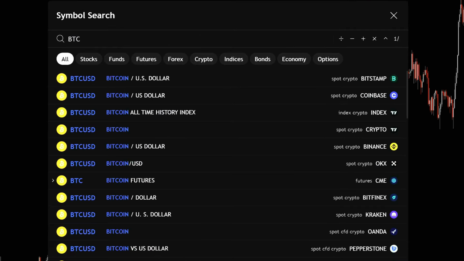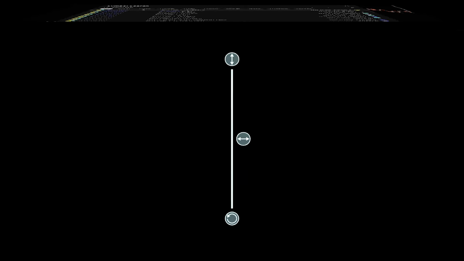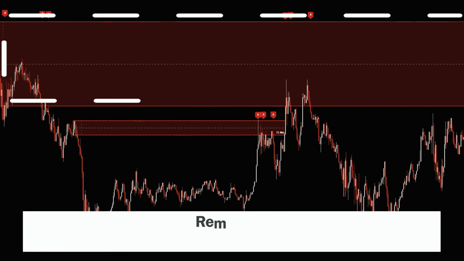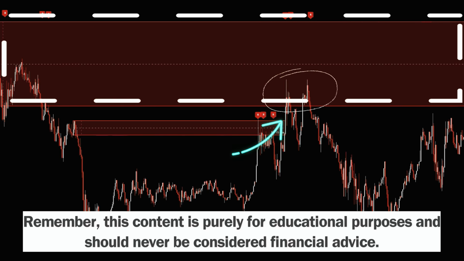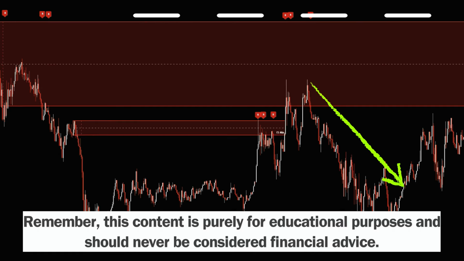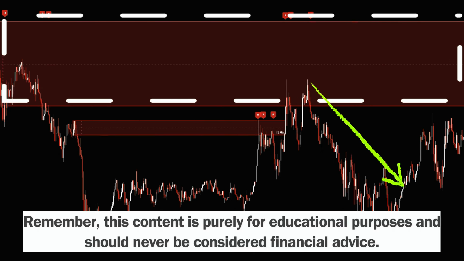Alright, look at this Bitcoin chart with me for a second. See the zone up here? Notice how the price shot up, hit this exact area, and then reversed. That's not a coincidence. This is what I call a supply zone.